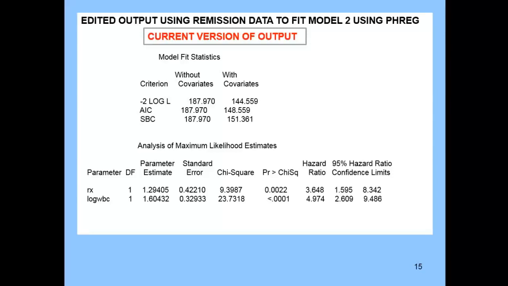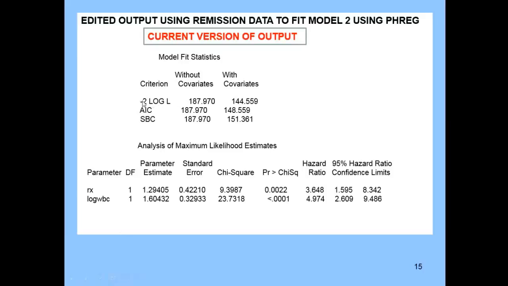What would you have to do? This is survival analysis in concrete. You'd have to fit how many models to do a likelihood ratio test? Two models. This is one of them. And what other model? You have to drop a variable. Which one would you drop? The null hypothesis is that the coefficient of the treatment variable is 0, so you drop the treatment variable. So you run a model which has just log white blood cell count in the model.